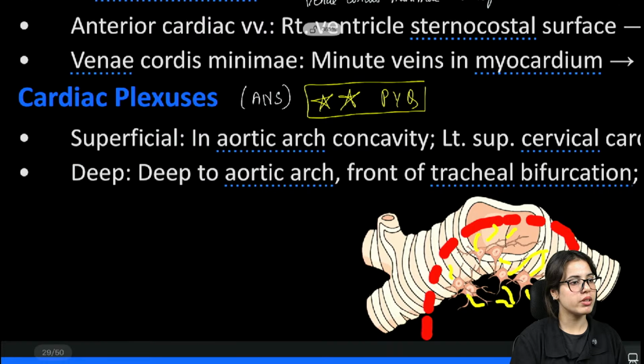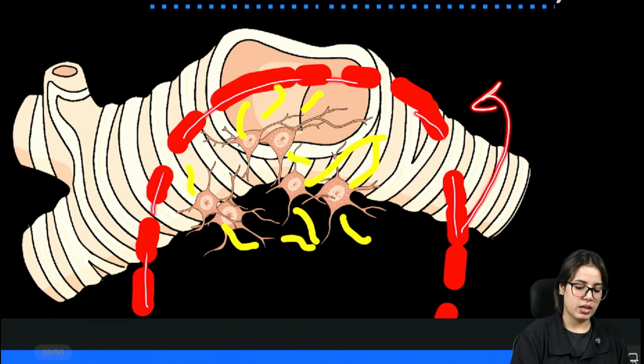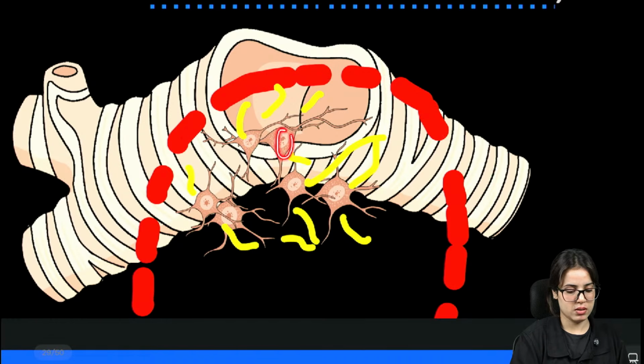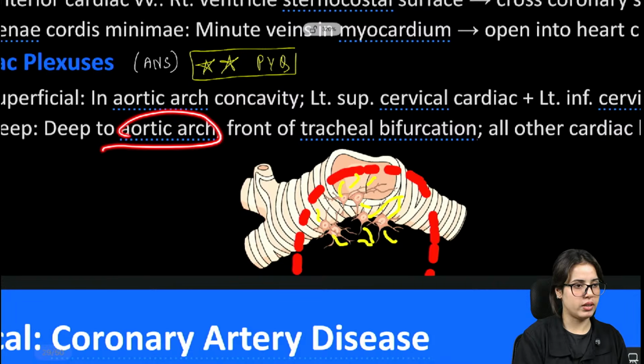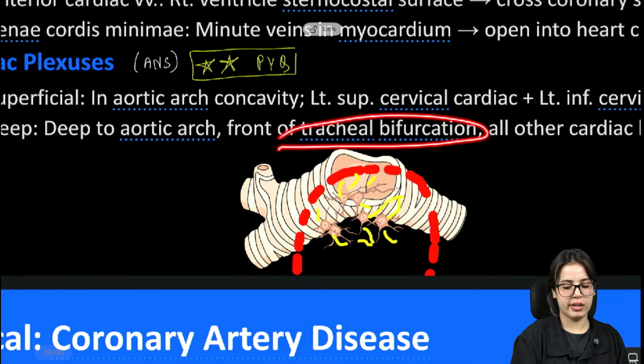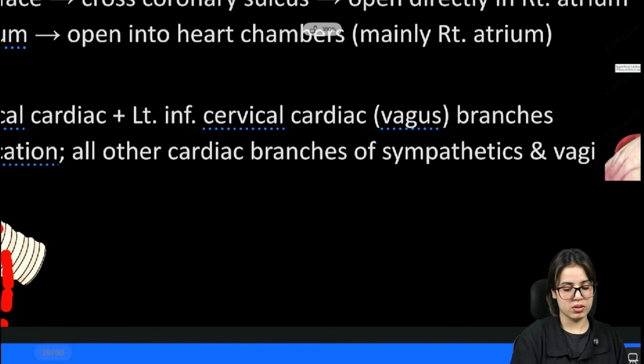Now we'll understand the deep cardiac plexus. Probably won't ask, but let's read it. It's situated where, its site is. Usually they'll ask the site if they ask. Deep to the aortic arch, like behind the aortic arch, but above the carina, the tracheal bifurcation. This is the cardiac plexus. Okay, this is the location. Behind, deep to the aortic arch, in front of the tracheal bifurcation, and all other cardiac branches of the sympathetic.